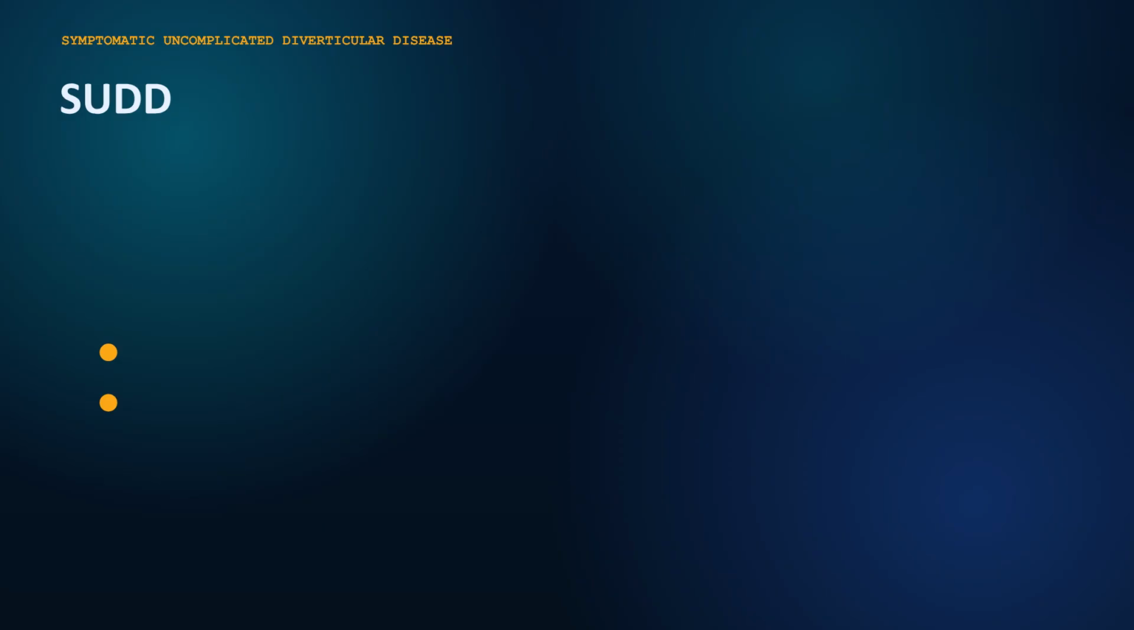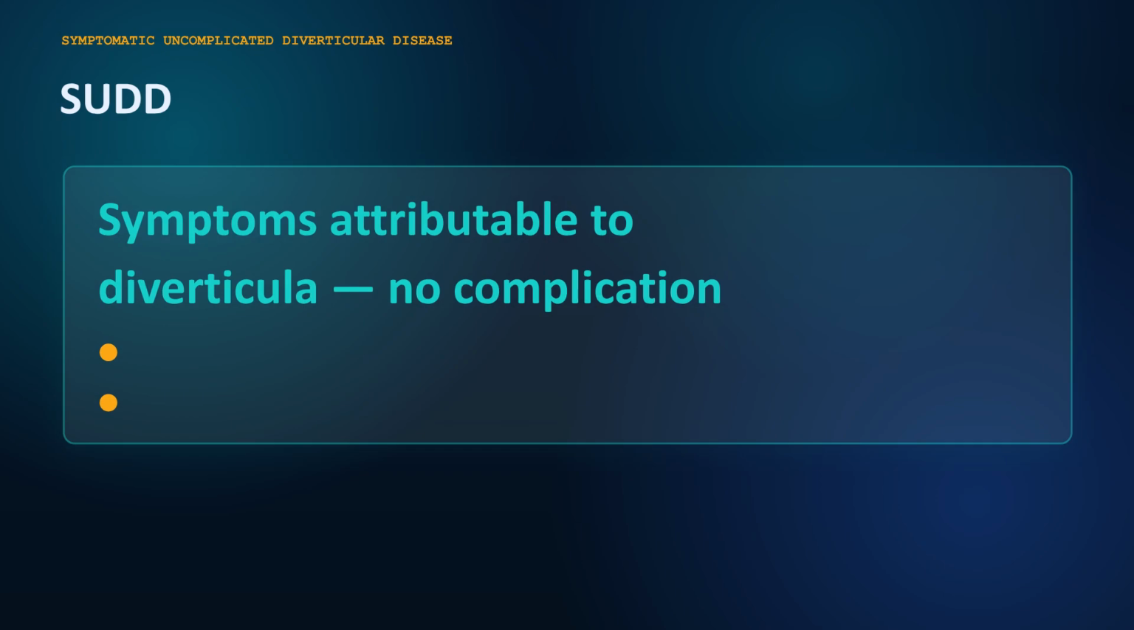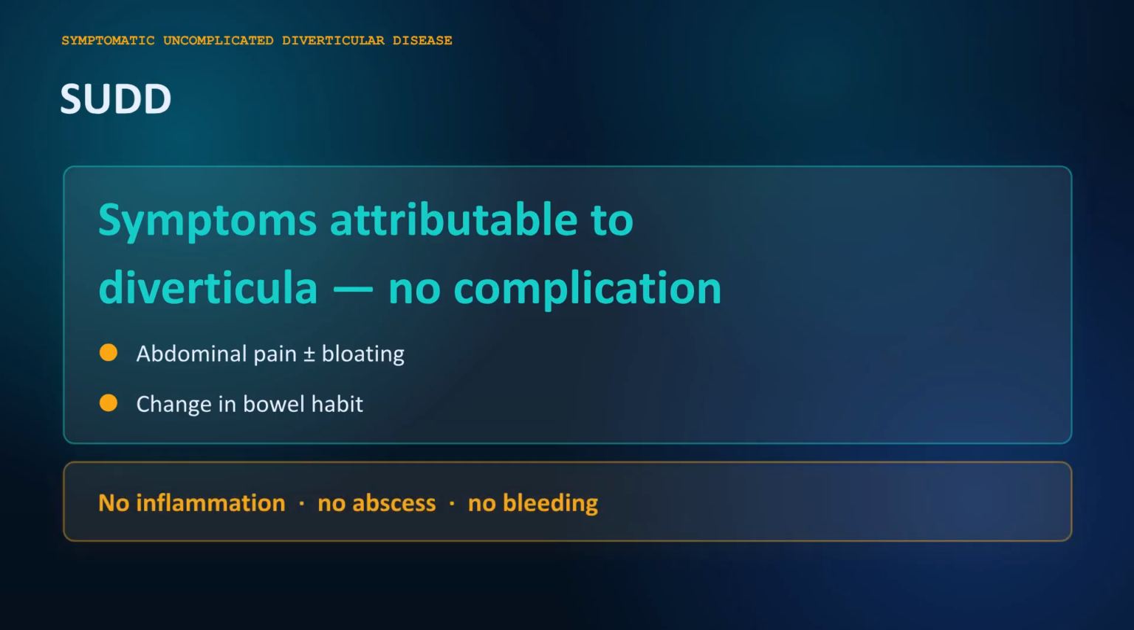Now back to our patient and his crampy left-sided pain. There is a category for exactly this. Symptomatic uncomplicated diverticular disease, abbreviated SUDD. Say it as SUDD. It means the patient has symptoms attributable to their diverticula, abdominal pain, with or without bloating, and a change in bowel habit, but no complication at all. No inflammation, no abscess, no perforation, and no bleeding. Our patient fits it well.